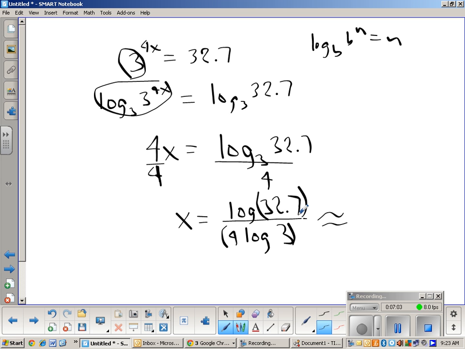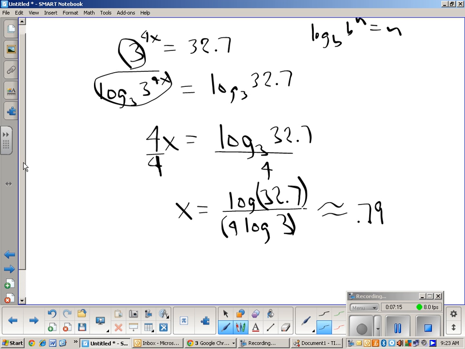Okay. Tell me what we get. 79. Point what? 79. Thought I heard a 4. 0.79. Okay. So we get something like that. Now, so change of base. I'm sorry, we went base 3 because this number was a 3. And then we had to change base in order to solve.